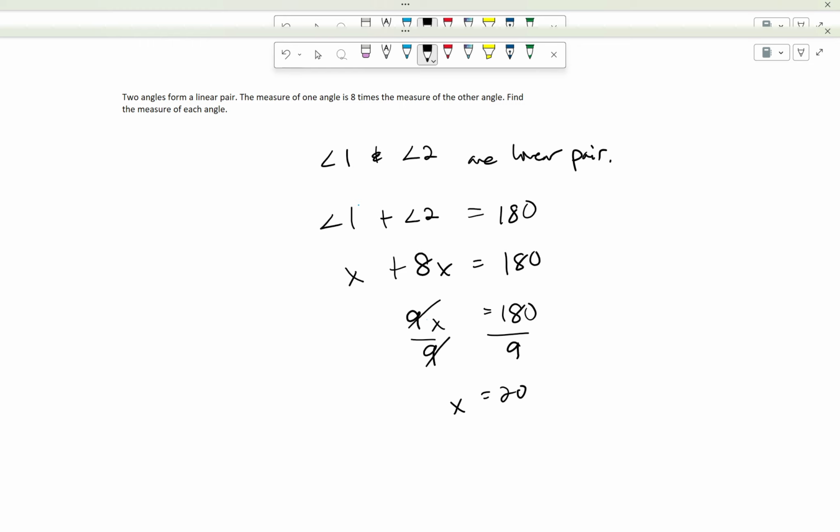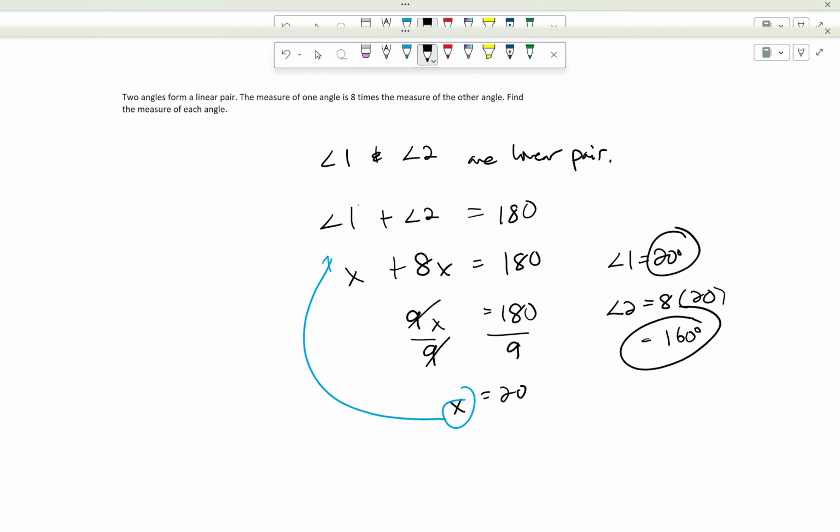But that's not what it's asking for. It's finding the measure of each angle. But we know here x is really angle 1. So angle 1 is equal to 20 degrees. And then angle 2 is equal to 8 times that, which is 160. And that makes sense because 20 plus 160 is equal to 180, therefore fulfilling the definition of being supplementary. And of course, they have to be supplementary because they're a linear pair.